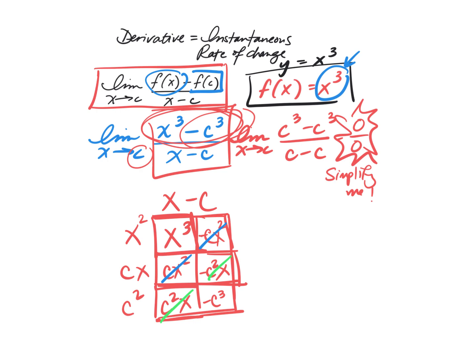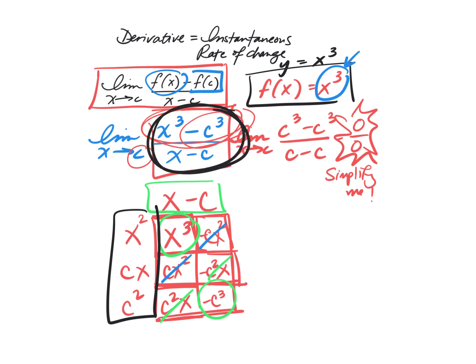So what I've just done is I've taken x cubed minus c cubed, I've divided by x minus c, and right over here I have my answer. Now, that is just simplifying this rational function. I've divided using polynomial division. So now I have a new limit statement. The limit as x approaches c of x squared plus cx plus c squared. Now, in an algebraic limit, I take the value and I plug it in.